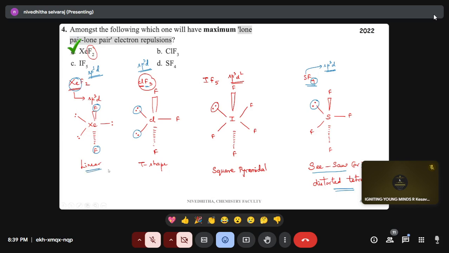Actually, we have a complete tabular column for these structures. While I'm giving you the notes, I'll attach that also. Please revise that, Kaviraj.